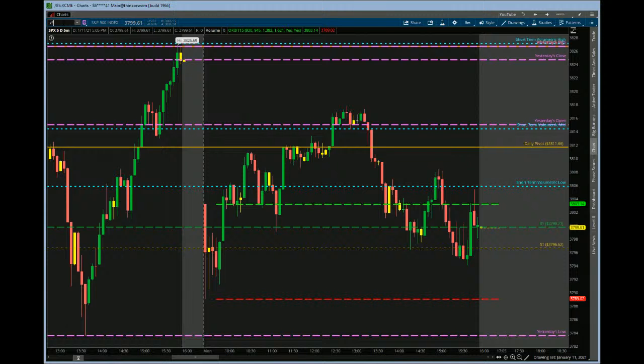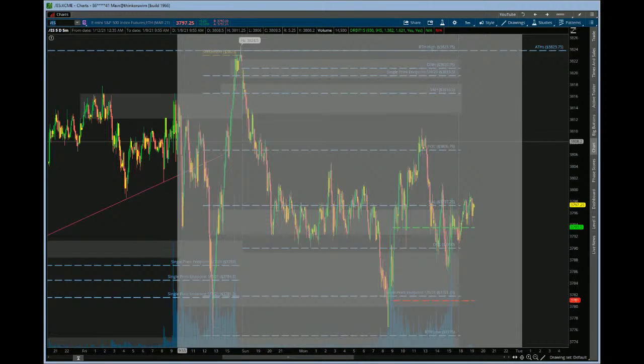Let's take a look at the S&P futures. Okay, so you can see here we have a lot of these levels that we use.